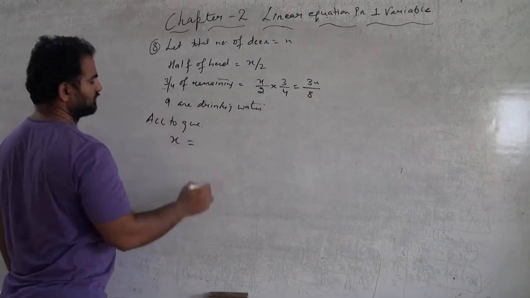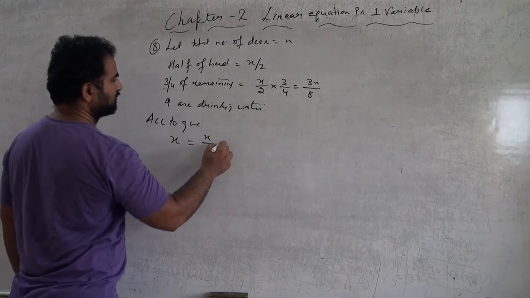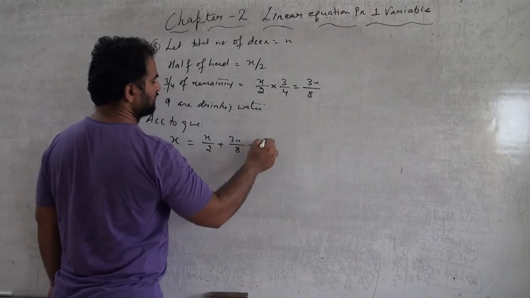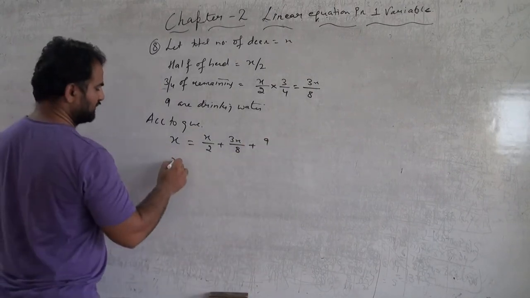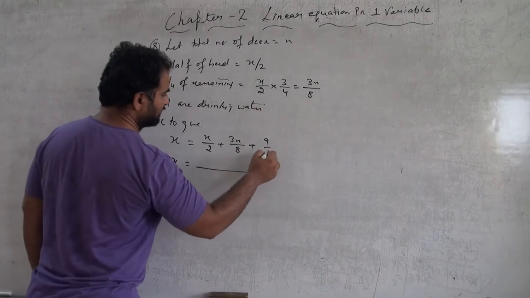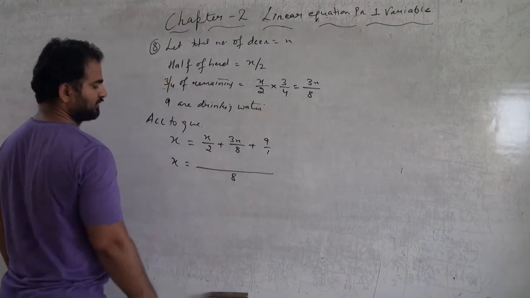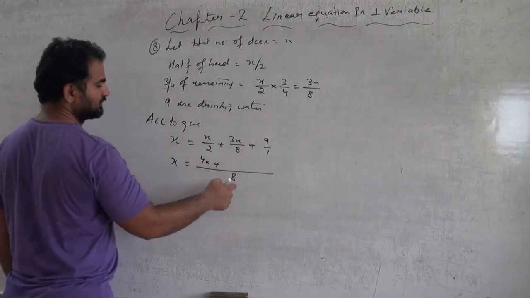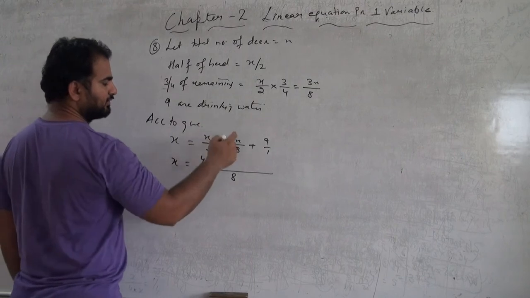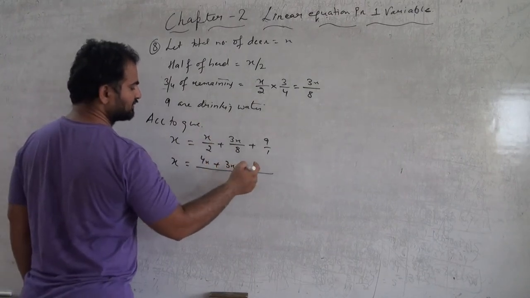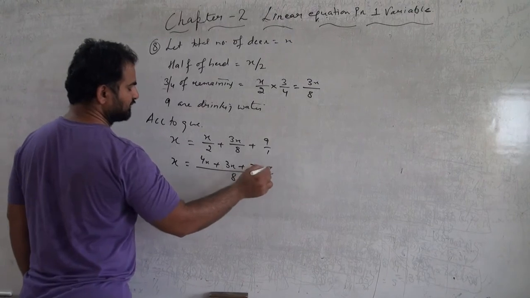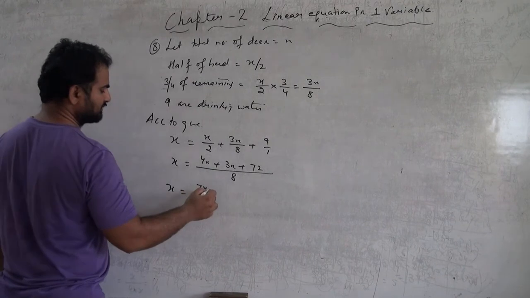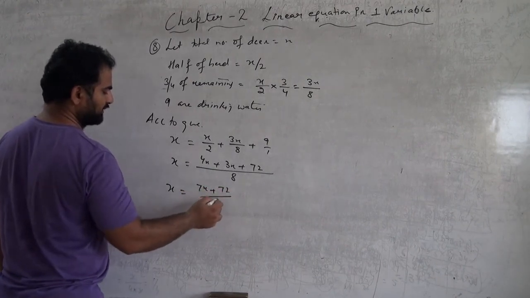x equals x upon 2 plus 3x by 8 plus 9. Okay, x equals, we have to find the LCM. It can be 9 upon 1. It is equal to 8. 8 divided by 2 is 4. 4 into x will be 4x, plus 8 divided by 8, 1. 1 into 3x will be 3x, plus 8 9s are 72. So x equals 7x plus 72 upon 8.